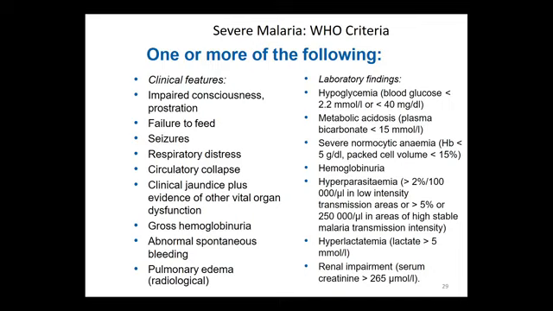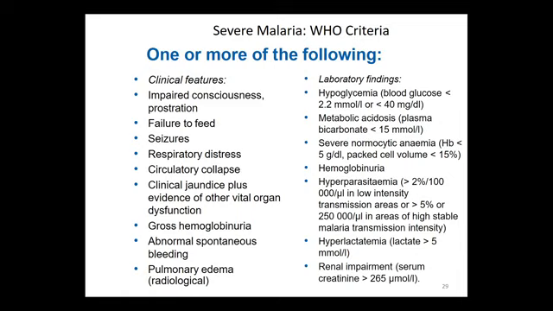Again, criteria of the World Health Organization for severe malaria: one or more of the following clinical features: impaired consciousness, prostration, a sign of starting coma, failure to feed, seizures, respiratory distress syndrome, circulatory collapse, clinical jaundice plus evidence of other vital organ dysfunction, gross hemoglobinuria, abnormal spontaneous bleeding, pulmonary edema, which may be diagnosed radiologically.